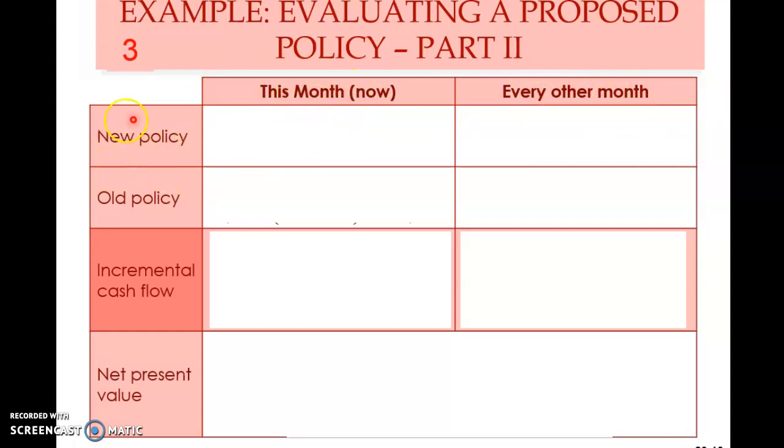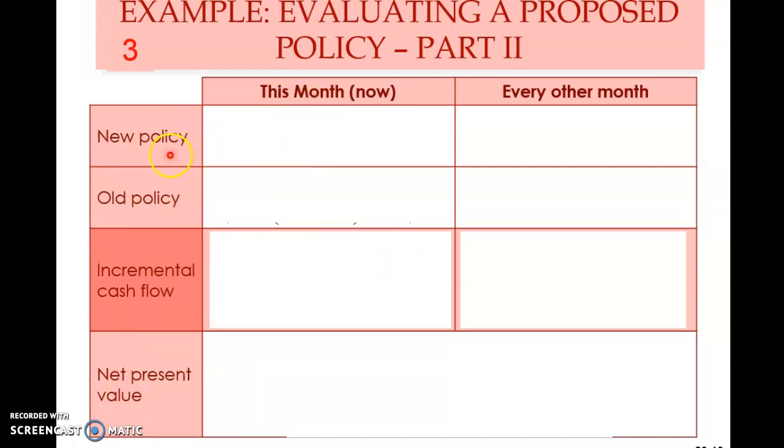Now we have new policy versus old policy, because in our analysis, remember, we should look at incremental. The word incremental is important. Incremental means relative or comparative. You compare the new policy with the old policy. That is why we call this incremental cash flow. And then we look at the net present value. That's how we are going to do the analysis.